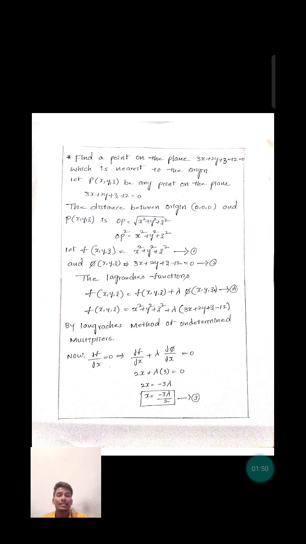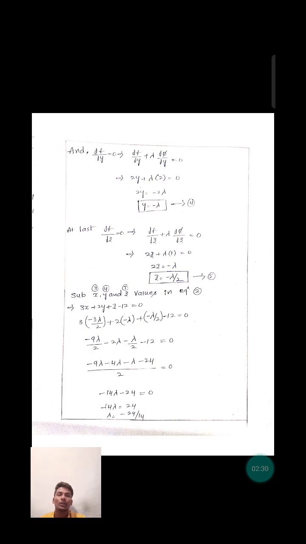Now by Lagrange's method of undetermined multipliers, we find that dou F by dou x is equal to 0. That is, dou f by dou x plus lambda into dou phi by dou x is equal to 0. Now the partial differentiation gives 2x, remaining variables will be 0, plus lambda into partial differentiation of phi. Then we get 2x plus 3 lambda is equal to 0. Now 2x is equal to minus 3 lambda. Lastly we get x is equal to minus 3 lambda by 2, let it be equation 3.